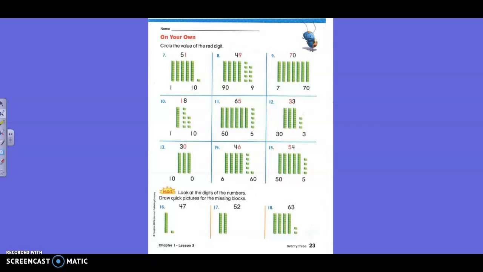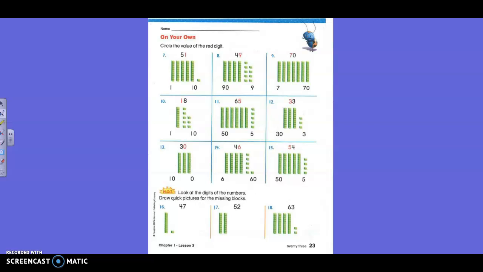Okay? All right. On your own page, we're going to look at the hot problem. Look at the digits of the numbers. Draw a quick picture for the missing blocks. So we have the number 47, right? But is it showing 47? No, it's showing 1 ten and 1 one, which is 11. What do we need to add to make it 47?